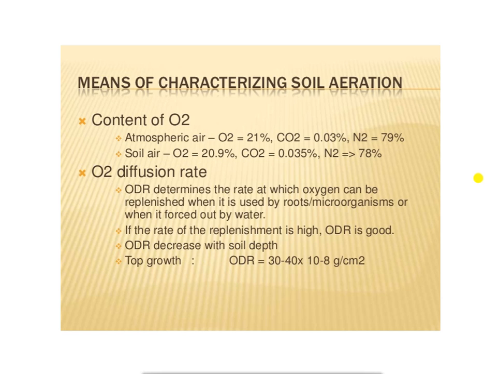Do you know what ODR is? It determines the rate at which oxygen can be replenished when it is used by roots or microorganisms or forced out by water. It is called oxygen diffusion rate. ODR decreases with soil depth. Top growth of roots is observed under ODR of 30 to 40 into 10 to the power minus 8 gram per centimeter square per minute.